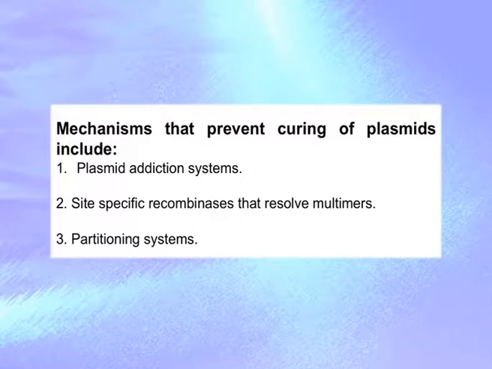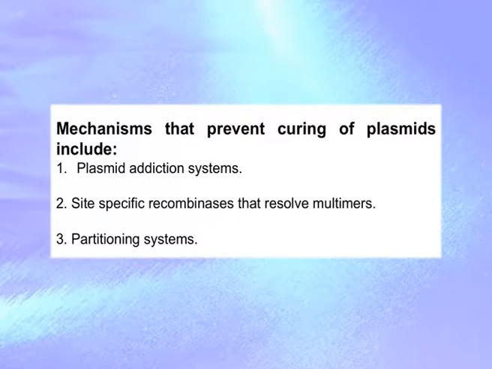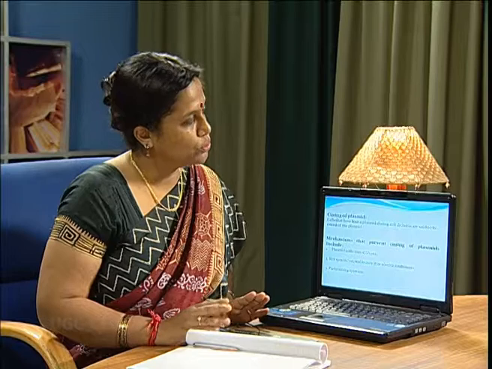The most prevalent mechanism is called the plasmid addiction system. Second one is called site-specific recombinases that actually resolve the multimers. Actually, multimerization is the driving force towards loss of a plasmid. So the plasmid opts for a system to avoid multimerization. And the third one is called the partitioning systems. They have certain genes that are involved in partitioning of plasmid uniformly onto the daughter cells.